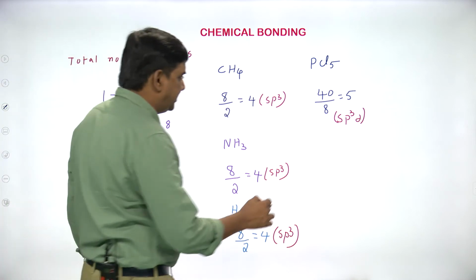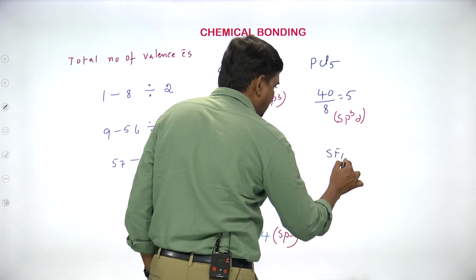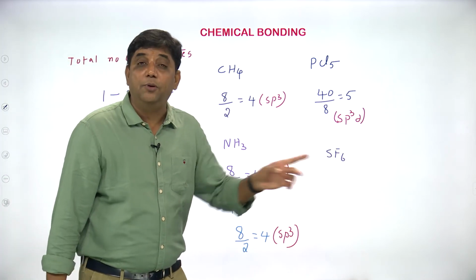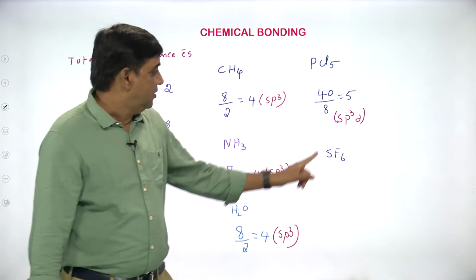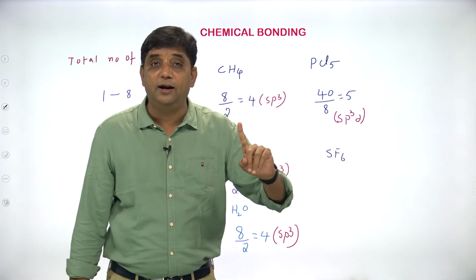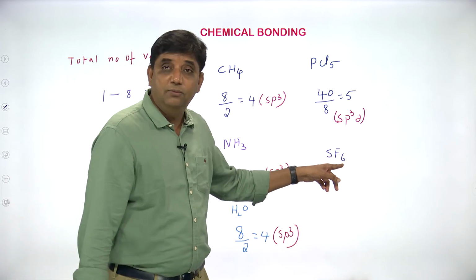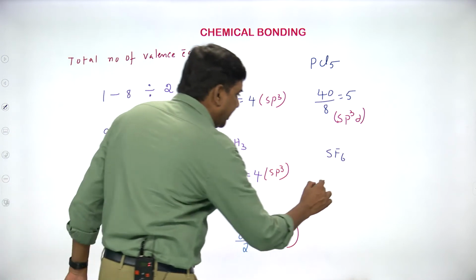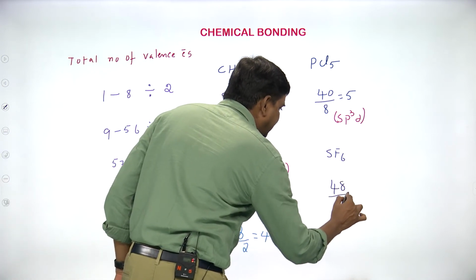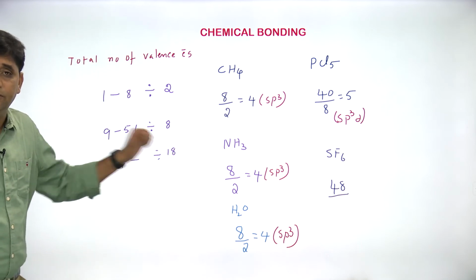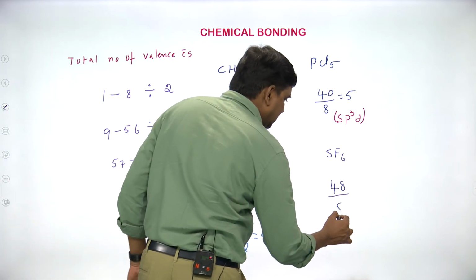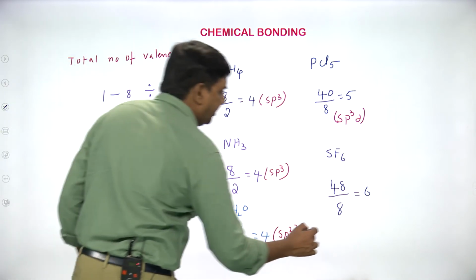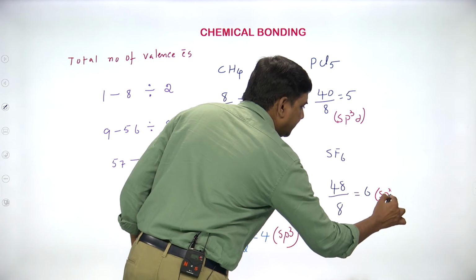And SF6 you take, SF6. Sulfur belongs to the 6th group. How many electrons? 6 electrons. Fluorine belongs to the 7th group. So, each fluorine contains how many electrons? 7. 7 into 6, how much? 42. 42 plus 6, 48. 48 means it must be divided by 8. 48 by 8, and this is equal to 6. 6 means hybridization would be sp3... sorry, sp3d2.